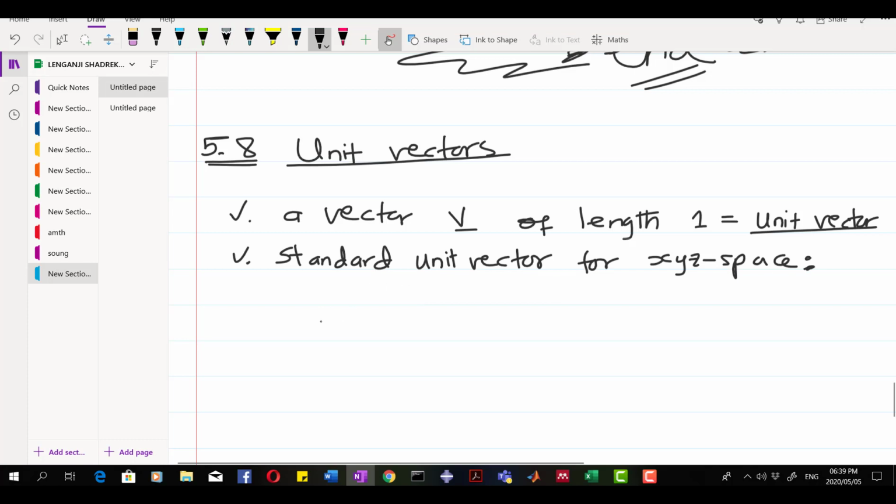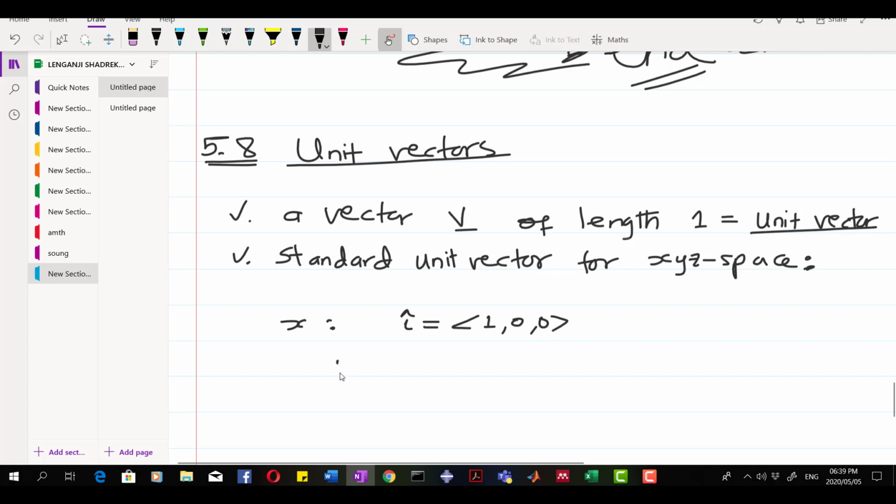The one that's along the x-axis is the unit vector i. The notation we use is you put an i, and then you put a hat on it. So it's not a dot, it's a hat. So i is a vector with components: it only has 1 in the x direction and 0 in the other directions.